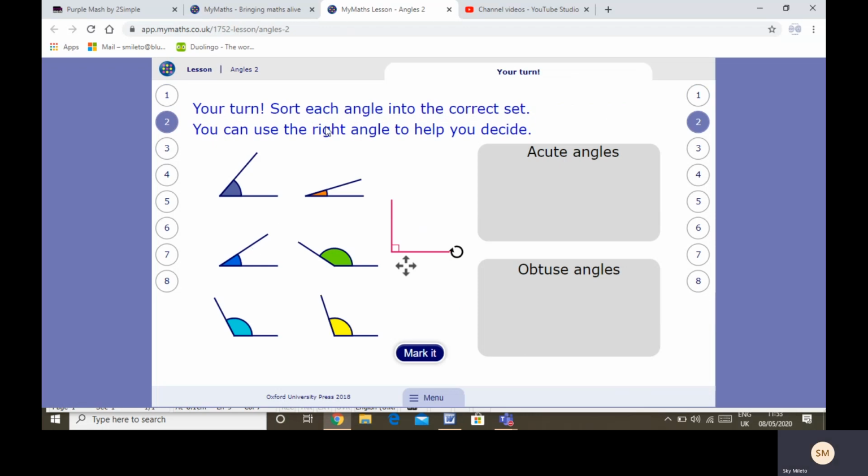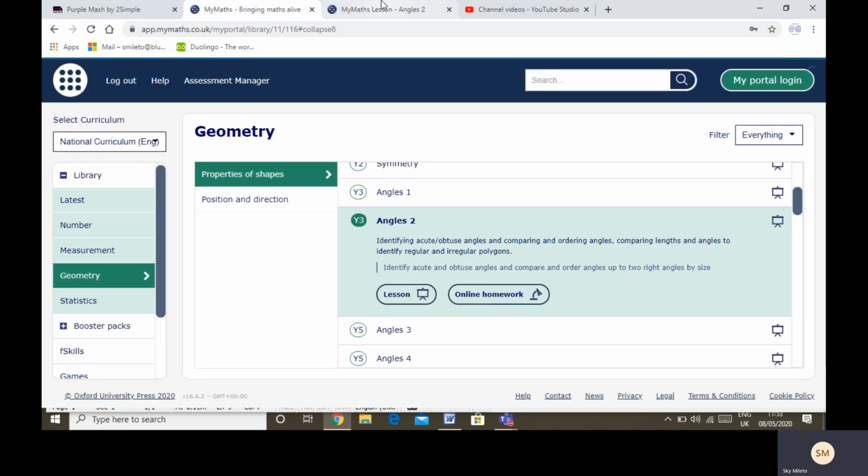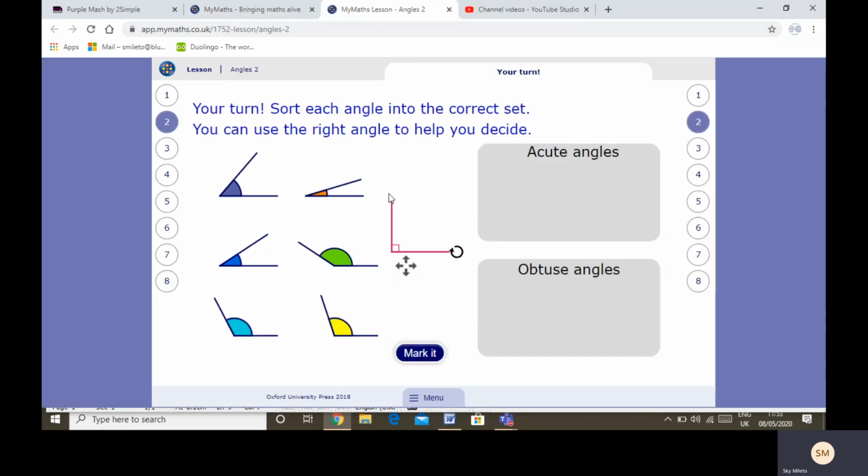So your task is to sort each angle into the correct set. Remember, you need to log in for the first level of My Maths and get onto the lesson yourself. Okay, so sort each angle.